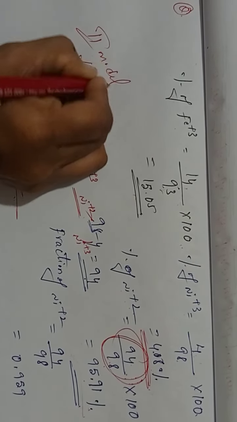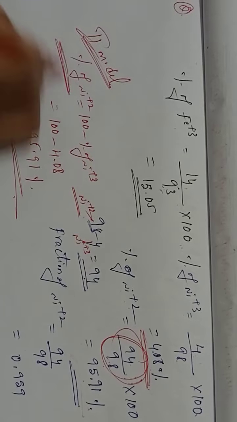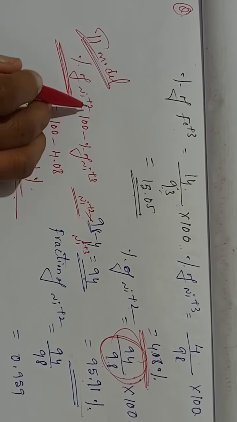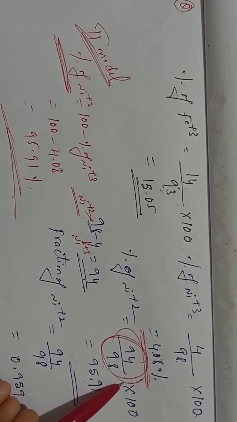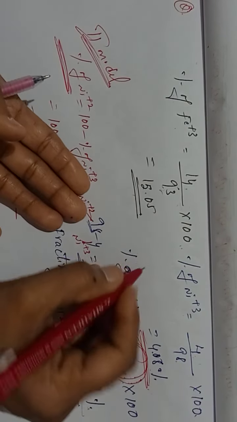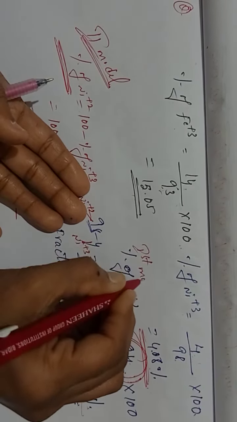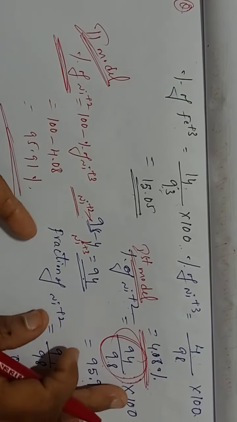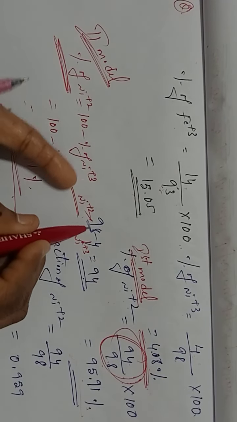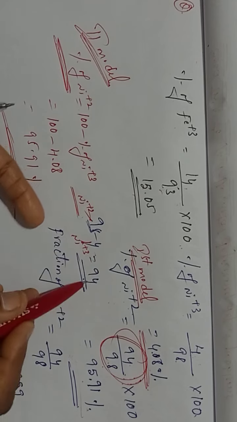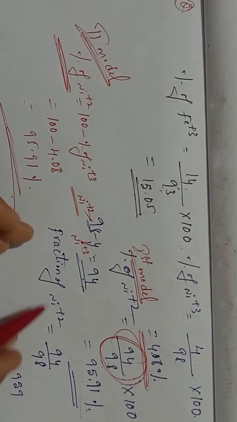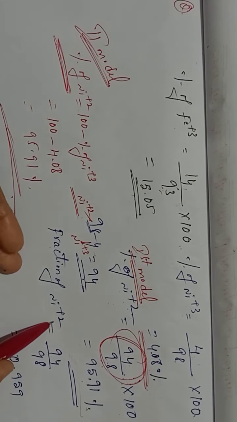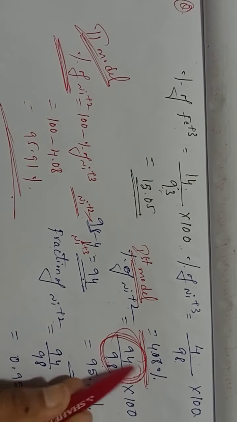Are you following? To calculate the percentage of nickel, Ni plus 2, this is also the second method. Are you following? This is the first model. Clear this one? So like this you have to find Ni plus 2. First you have to subtract 98 minus 4, then you will get 94 by 98 into 100. But the question asks for the fraction of Ni plus 2, only the fraction, this one you have to take, and you will get the answer.